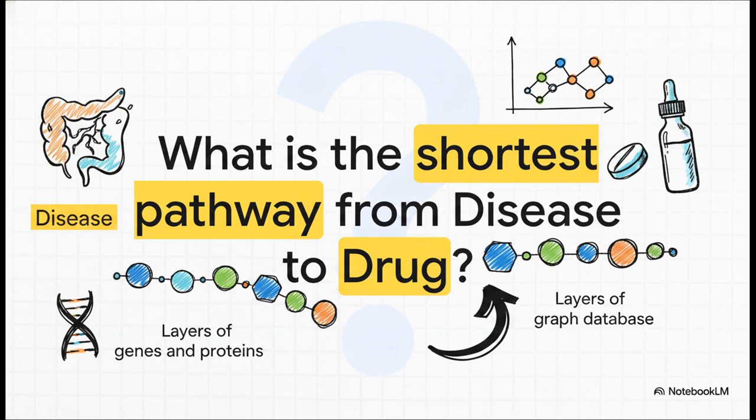All right, so we've built the thing. Now we transition from builders to analysts. Because we used a native graph database, we can ask incredibly complex multi-hop questions. Questions that would make a traditional relational database completely choke. For example, what is the absolute shortest biological pathway connecting a specific disease to a specific drug through layers and layers of genes and proteins?